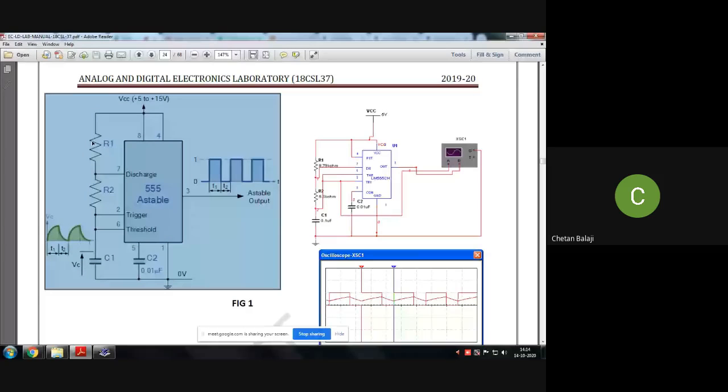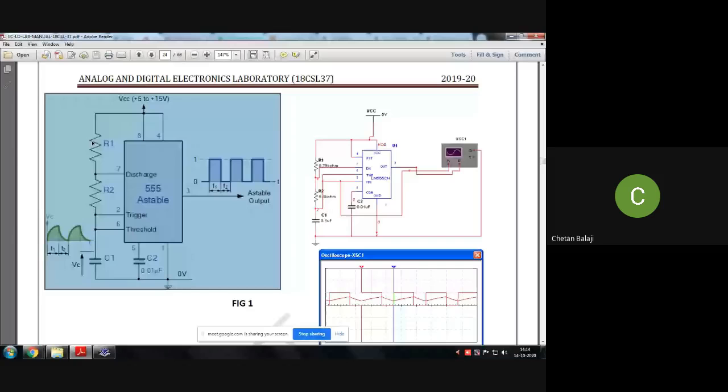Okay, so you are given that pin number 3 is the output pin. Pin number 3 is your stable output pin, that is where you are going to get the square waveform. I should get a square waveform at the output.